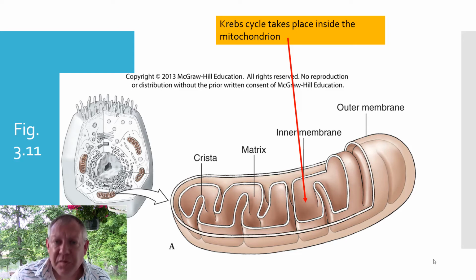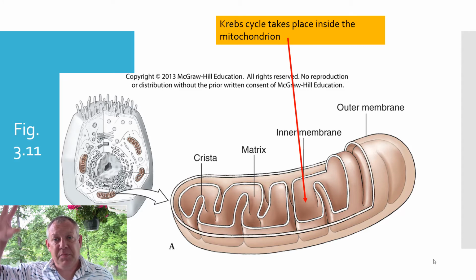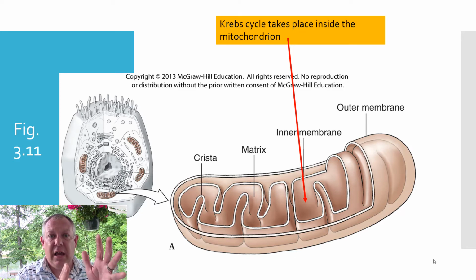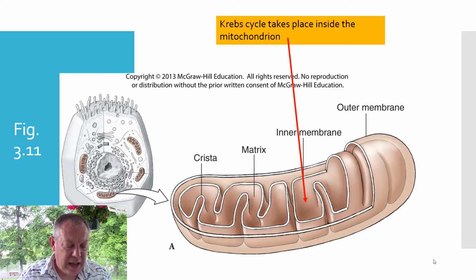Okay, so remember, these last two processes, the Krebs cycle and the electron transport chain, they both take place inside the mitochondria, whereas glycolysis takes place out in the cytoplasm. So the Krebs cycle is in the inner part, the very inside of the mitochondrion. So if you look at this mitochondria, it's got a double membrane. It's got a membrane inside another membrane, right? It's unique. Not all organelles have this.